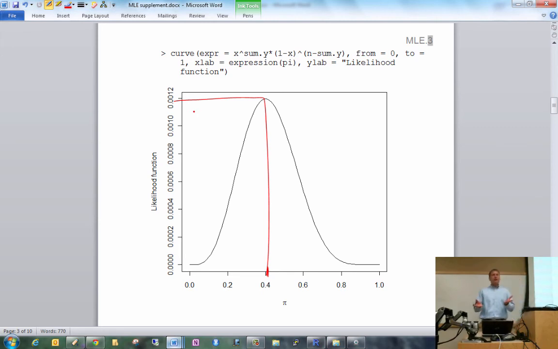Essentially, this likelihood function says the most plausible value of pi is 0.4. Notice how this makes sense in the context of this field goal kicking example. We had 4 successes out of 10 trials. Well, what's the proportion of successes? 0.4. So it makes sense for that to happen. This is just a more mathematical way to find that this is true.